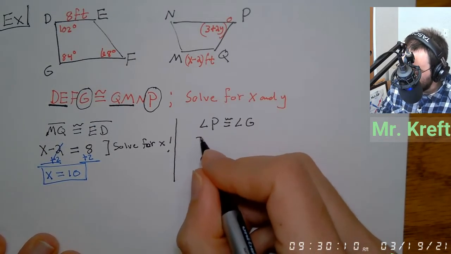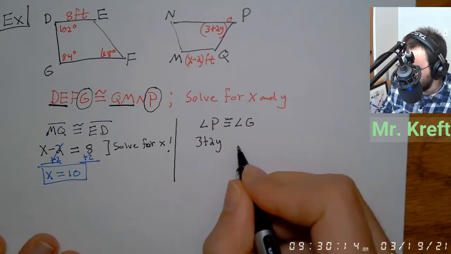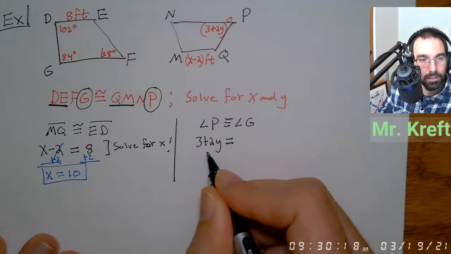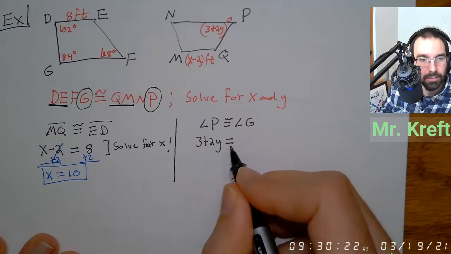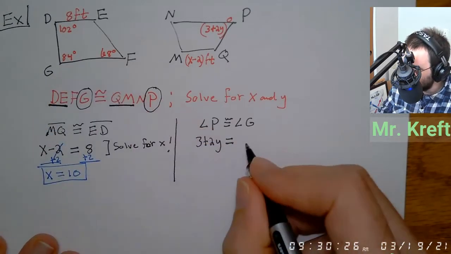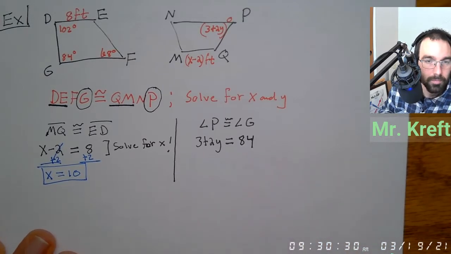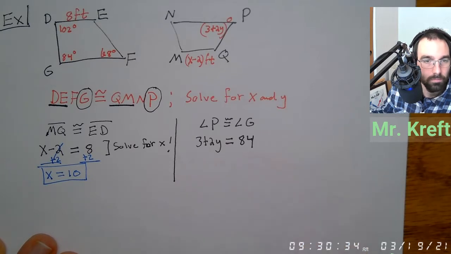Okay, so P, what's P? P is 3 plus 2y. And then I can change it to an equal sign because I'm talking about values now, right? Sounds like we're at church, right? So we're talking about values now, so I'm going to have equal. And then what's G? G is 84. Boom. Okay, so I have 3 plus 2y equals 84.